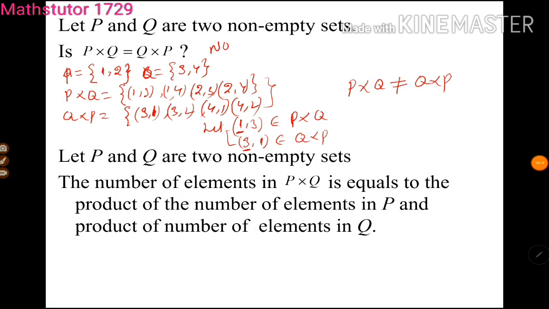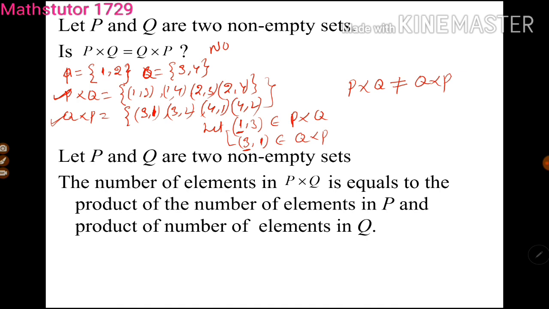Notice that the number of elements in P cross Q is 4 and the number of elements in Q cross P is also 4. So the number of elements is the same, but P cross Q is not equal to Q cross P. So the cardinality of these two sets is equal, but the elements are not equal.